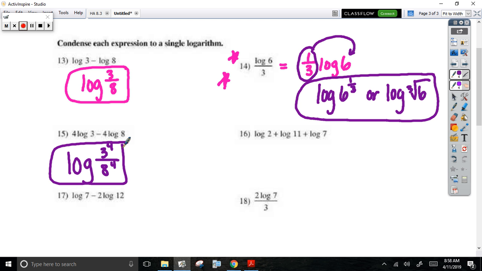This one we have our product property, so we're multiplying a lot of numbers together. This would be log of 2 times 11 times 7, which would be 22 times 7, which would get us log of 154.